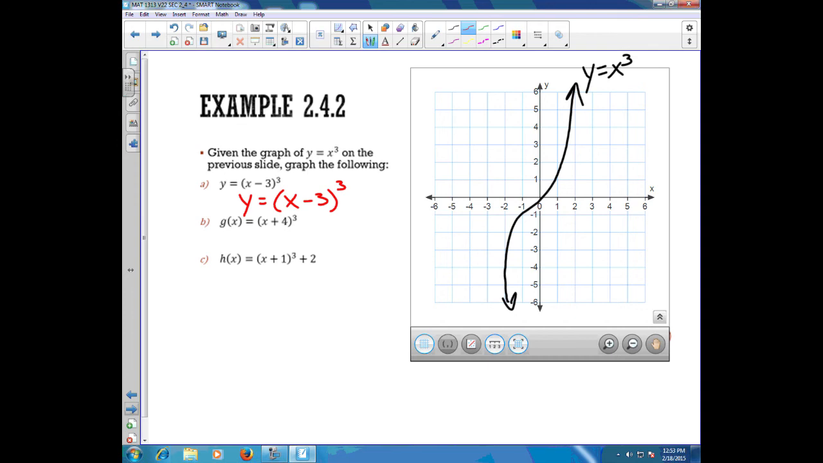Well, this graph is going to have the same shape as y equals x cubed. But that minus 3 inside the cubed, notice it's inside the cubed part of the function. That minus 3 is going to tell us to shift to the right 3 units. And so our graph will just be shifted to the right.